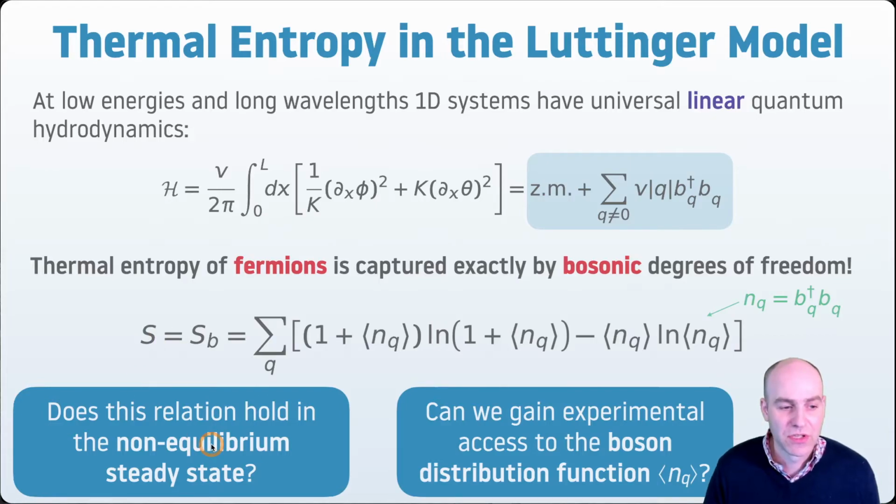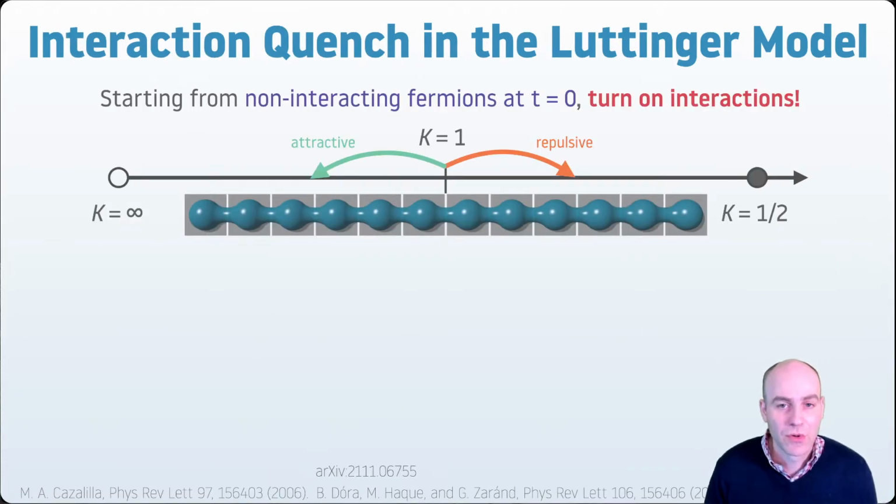One is, does this relation hold in the non-equilibrium steady state? And the second one is, can we gain access to the bosonic distribution function? So let's answer the second question first. And we're going to consider a model of 1D fermions on a lattice. And we're going to do an interaction quench from K equals 1, this is non-interacting fermions, both to attractive and repulsive interactions, which moves us from K equals infinity down to K equals a half.